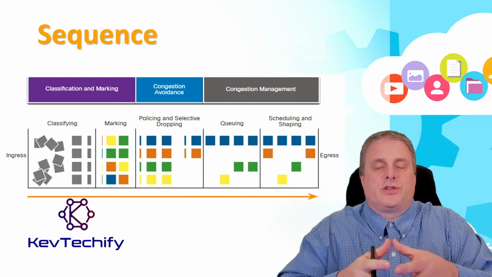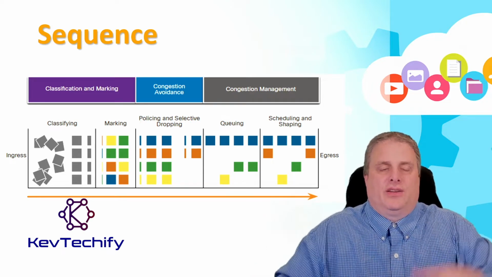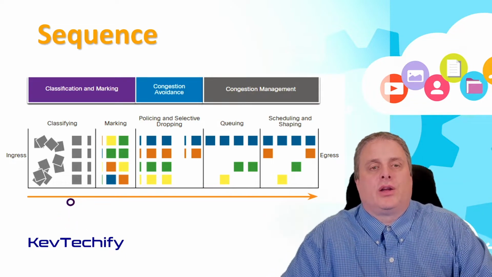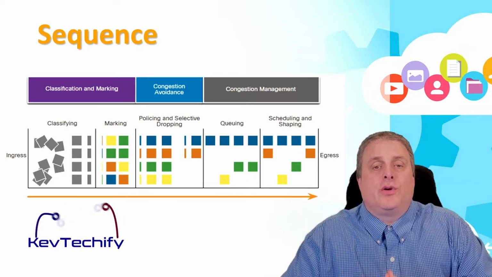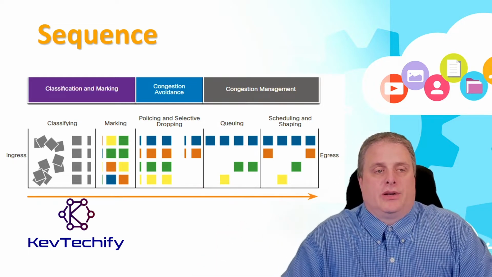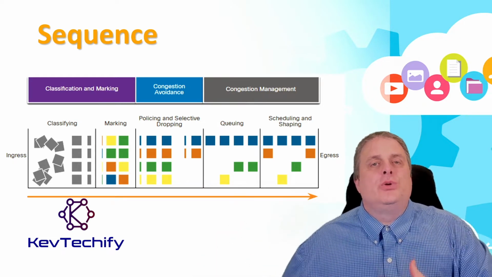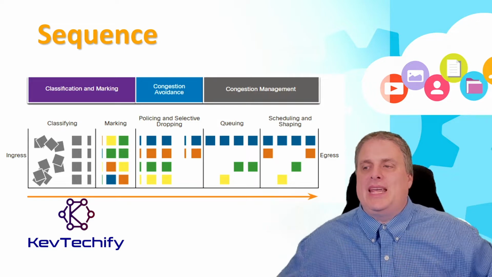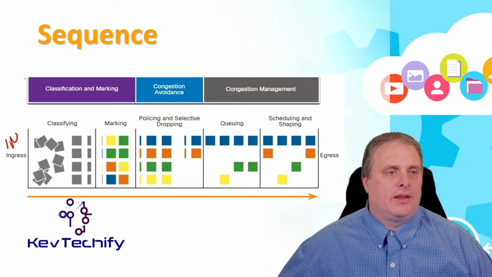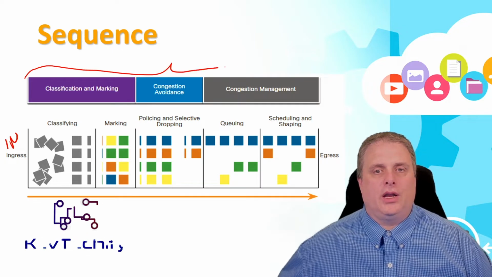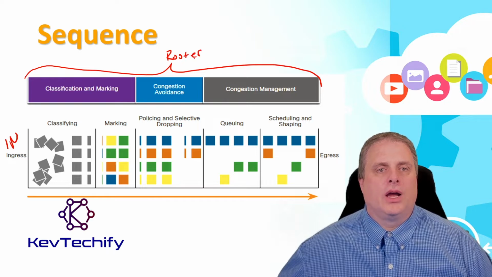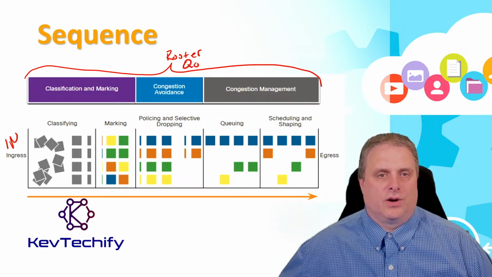Those three quality of service tools work together. The order in which they happen is we do the classification and marking first, then we do congestion avoidance, and then we get into congestion management. When data comes into our router, into the ingress port, this right here is data coming in. You could consider this whole thing here our router. This is what is doing our quality of service for us.